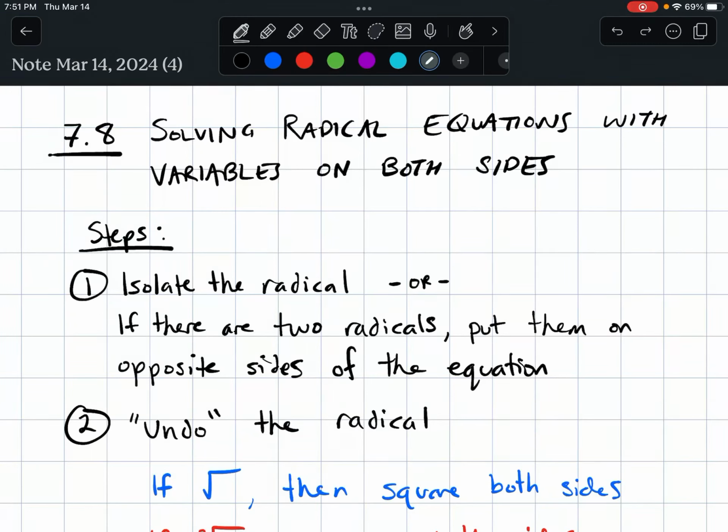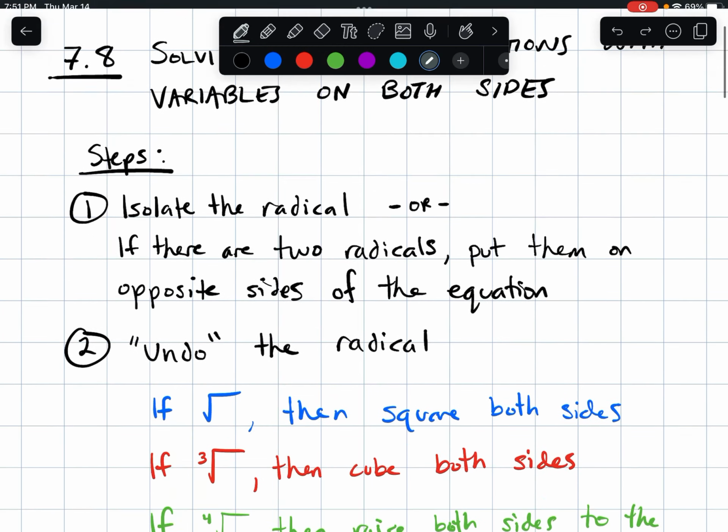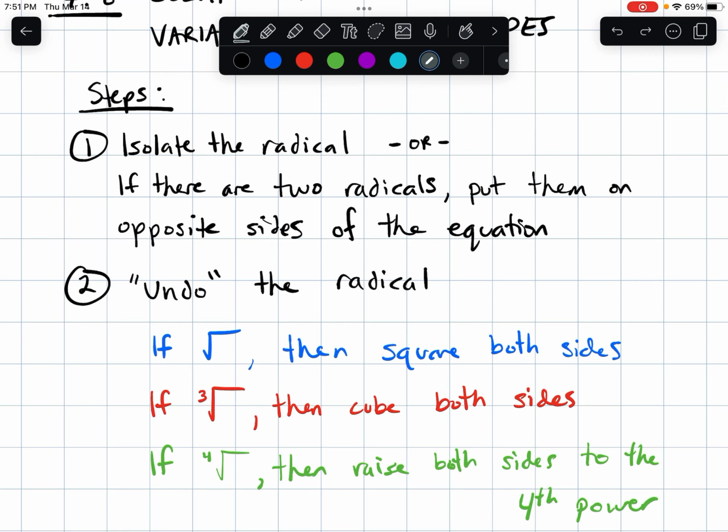All right, so here in chapter 7.8, we are solving radical equations. This time though, we have variables on both sides of the equation. So our first step is the same as before. You want to isolate the radical. Now in some of these, you might notice two radicals. If this is the case, then you want to put them on opposite sides of the equation.